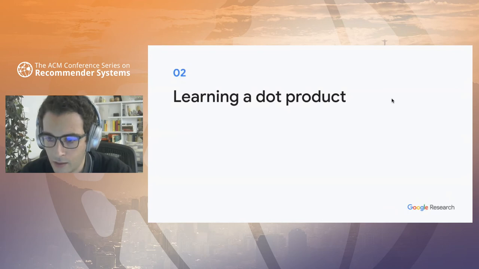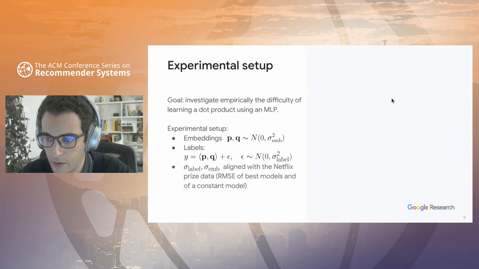Now let's look at the second argument, which is the ability of MLP to learn dot product. As I mentioned earlier, it's argued that a large enough MLP is able to locally approximate any continuous function, so it should subsume dot product models in particular. Here we investigate this question empirically. We run some synthetic experiments to find out how difficult it is to learn a dot product using MLP. Specifically, we want to know how large the MLP needs to be and how many training examples are needed.